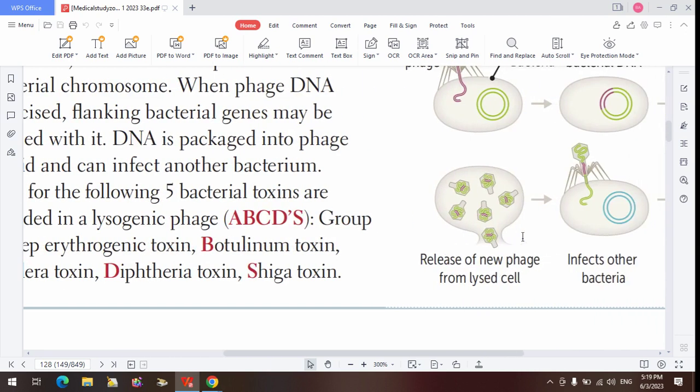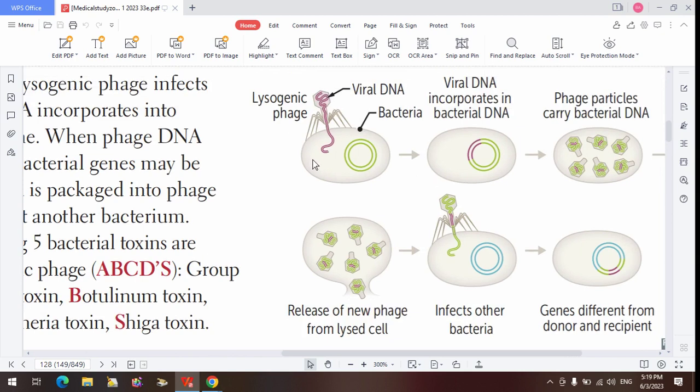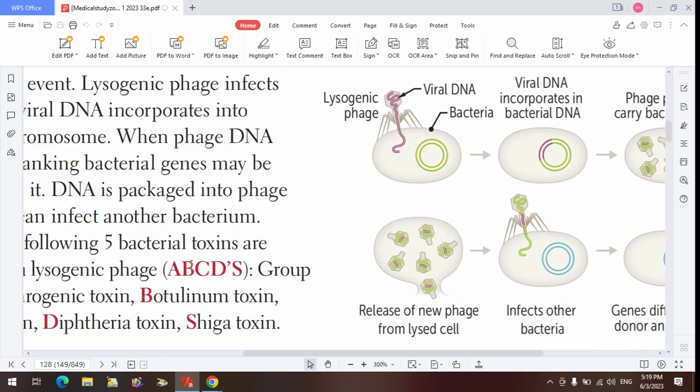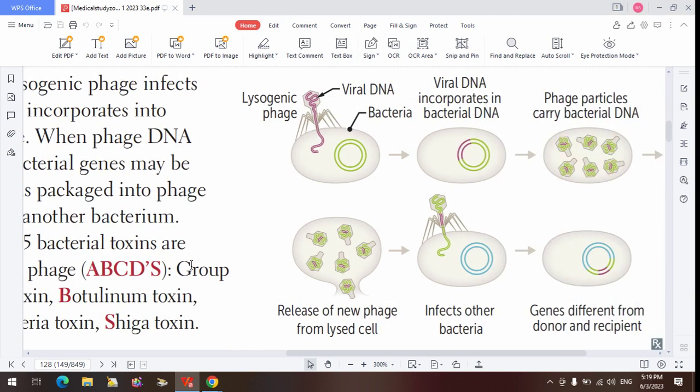So, how did they transmit this toxin? A lysogenic phage is going to come around and excise the genome. It's going to excise bacterial genome that encodes this toxin. By the time it's taking out that bacterial genome that is encoding the toxin, it can transmit it to another cell. So that's the mechanism by which erythrogenic toxin or botulinum toxin can be transmitted into another cell that doesn't produce that toxin normally. You have to appreciate that.